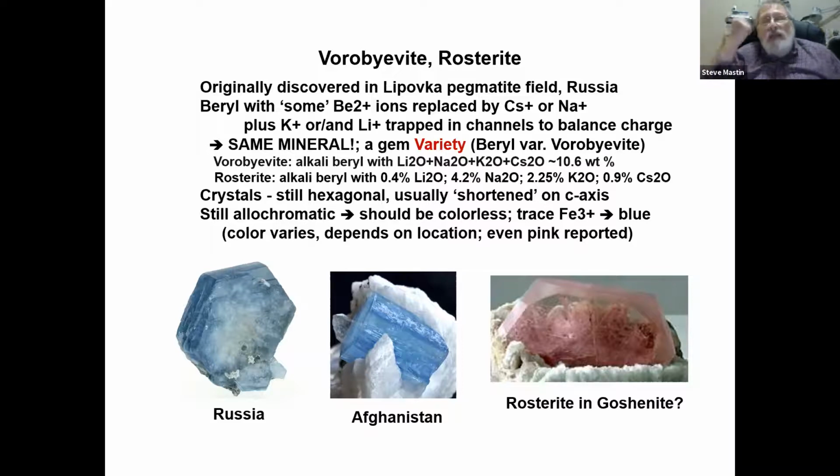On top of that, the Italians had to get in the act, and they found what they say is pink rosterite. And here's a sample of it, and it's grown as an inclusion in goshenite, in colorless beryl, so you can see it. Given that all of these varieties should be colorless, allochromatic, what the hell's going on? And the answer is nobody's sure yet, which is not very satisfying.